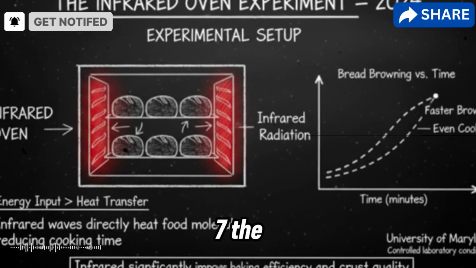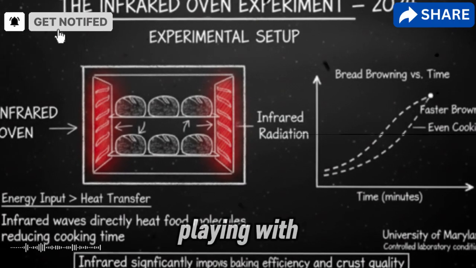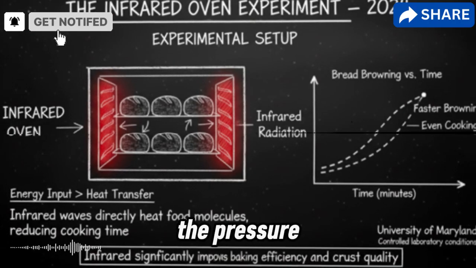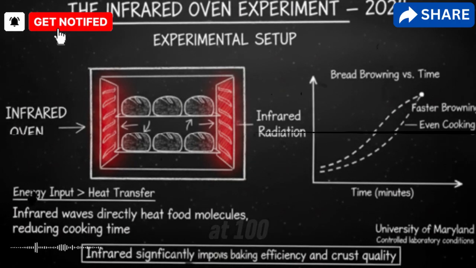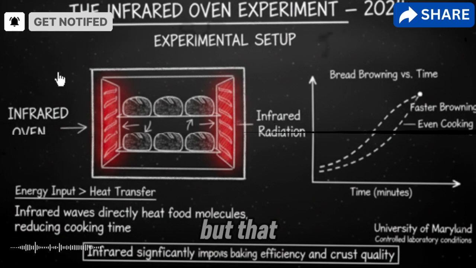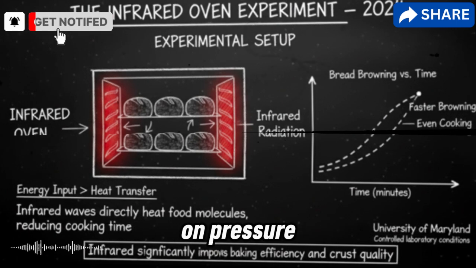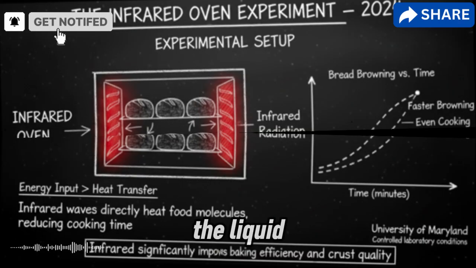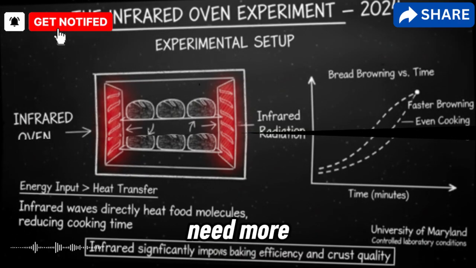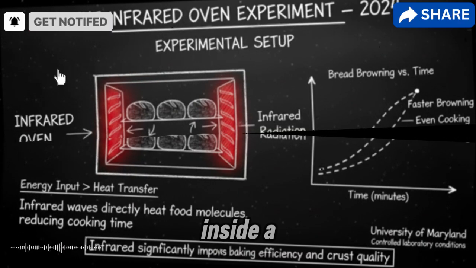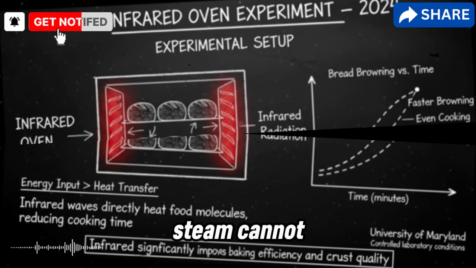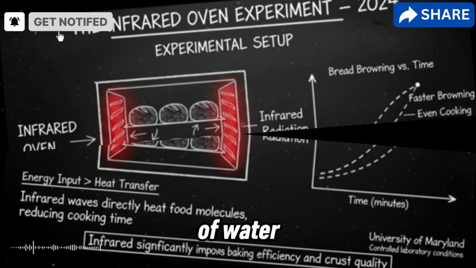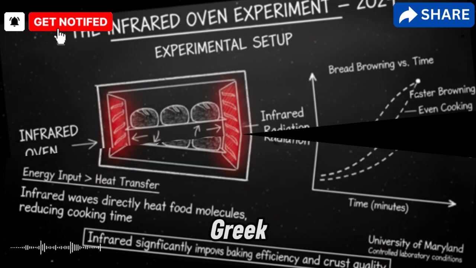7. The pressure cooker. Playing with boiling point. Now let's look at a wonderful invention. The pressure cooker. Normally water boils at 100 degrees C, but that temperature depends on pressure. At higher pressure, molecules find it harder to escape the liquid, so they need more energy to boil. Inside a pressure cooker, steam cannot escape easily. Pressure builds up, and the boiling point of water rises to about 120 degrees C.